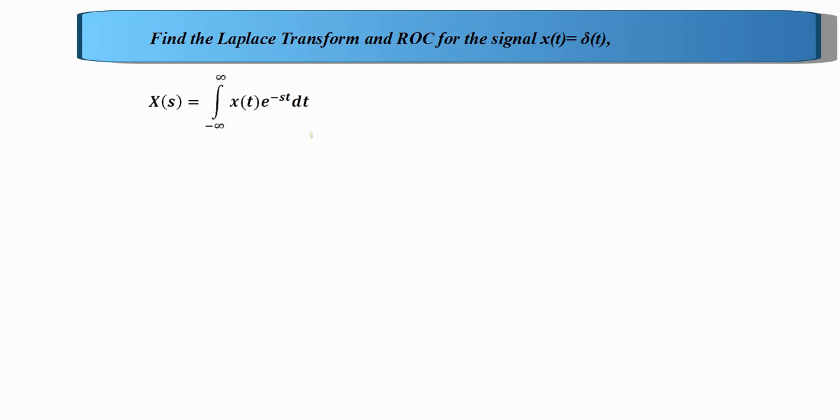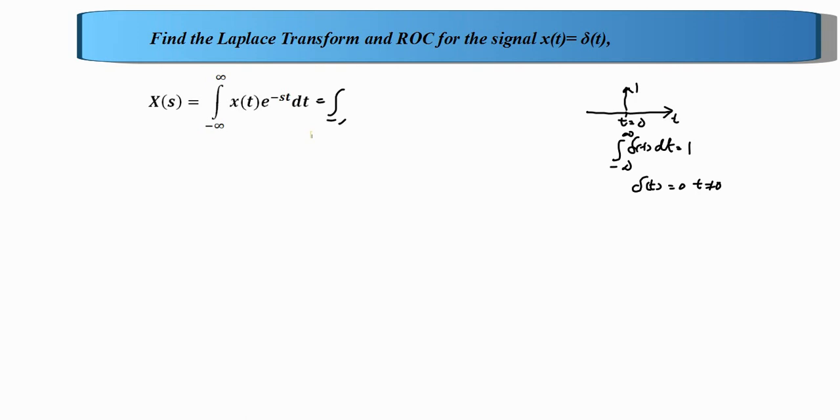We will take the first signal, that is the impulse signal. We know that the impulse signal exists only when t is equal to 0, and the area of the signal is equal to 1. Mathematically you can say integral from minus infinity to infinity of del of t dt is equal to 1. And del of t is equal to 0 when t is not equal to 0. So the signal exists only when t is equal to 0.